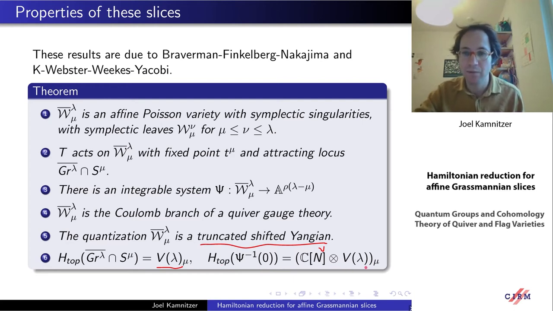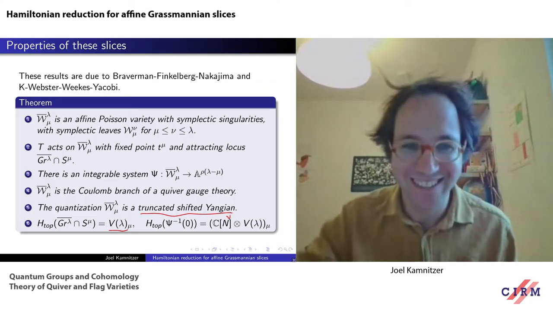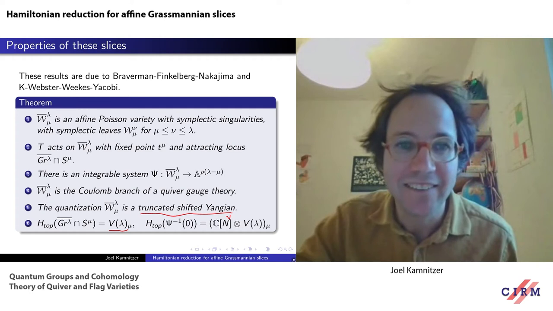Instead of just being the mu weight space in V lambda, if you take V lambda and tensor with this C of n check, so it's like a dual Verma module, highest weight zero, if you like, take that tensor product and then take the mu weight space in there. Okay, so it's bigger. This second result doesn't really appear anywhere explicitly in the literature, but Misha Finkelberg indicated to me the proof of this result once. Okay, we continue.